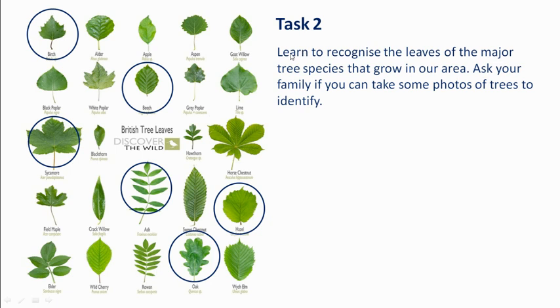And I want you to be able to recognize the leaves of the major tree species that grow in our area. Now, these are all deciduous trees, okay? And they all do grow in Britain. However, some of them are more likely to see than others. And so I've circled the ones you're more likely to see.